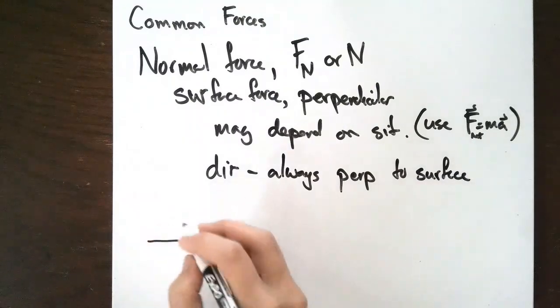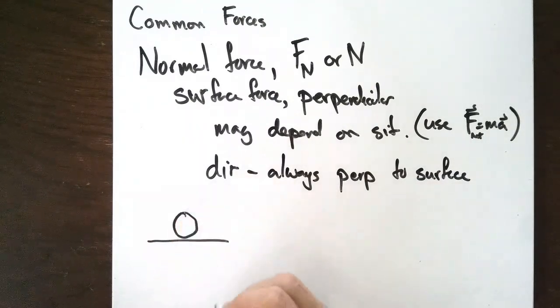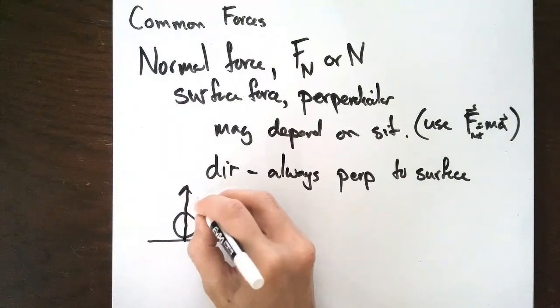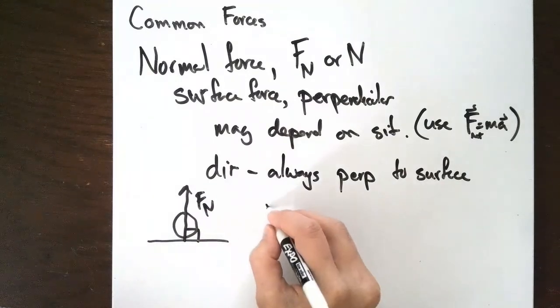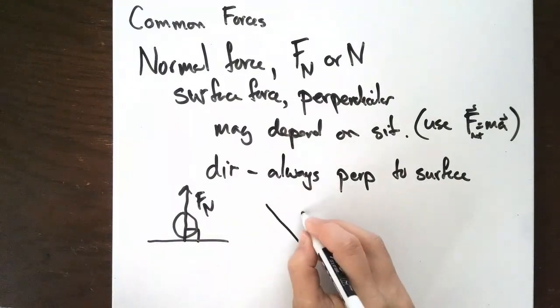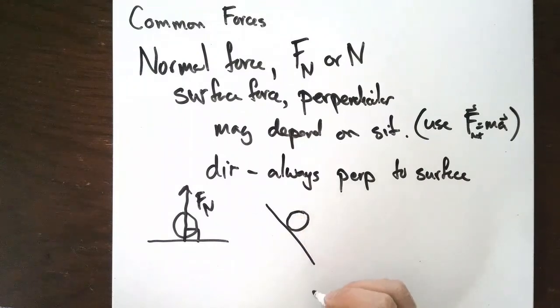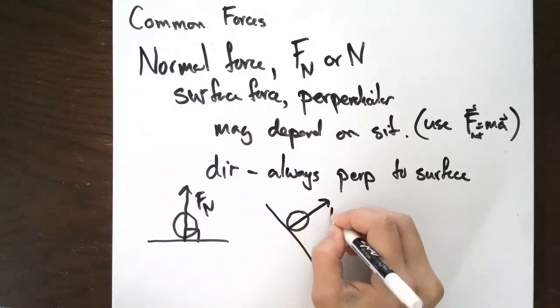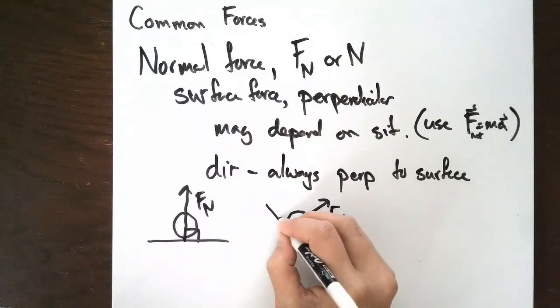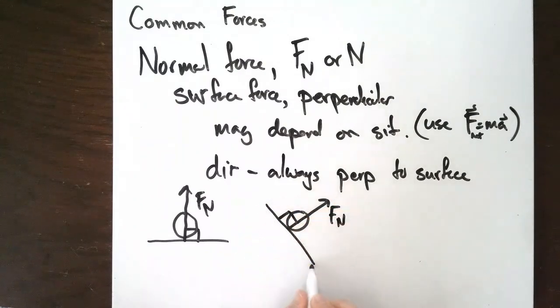So you got a little ball sitting on a table. The normal force is going to be pointed up, normal to this surface the ball's resting on. And if the surface is tilted like this, and the ball is sitting there rolling or whatever the ball's doing, the normal force is going to be pointed up like this, perpendicular to this surface, 90 degrees from the surface.